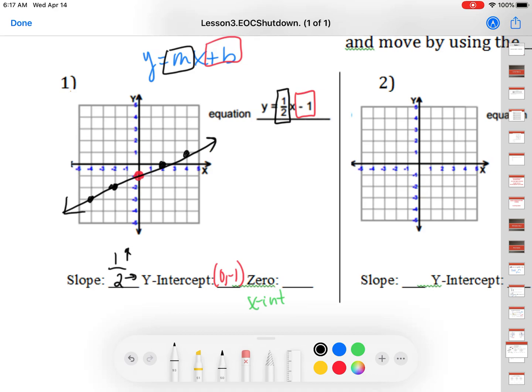Okay, here's my line. Now that I've graphed the line, I see it crosses the x-axis right here. So the 0 is the number +2. Sometimes on a STAAR test, it'll ask for it as an ordered pair, like (2, 0), or sometimes it'll just want the number 2. So you can write it both ways.